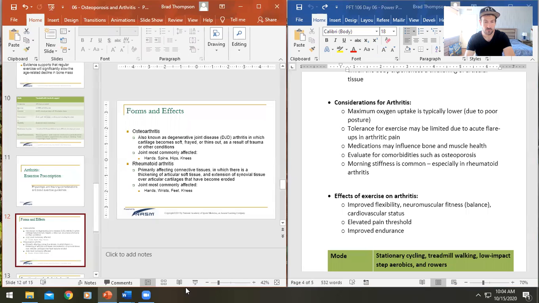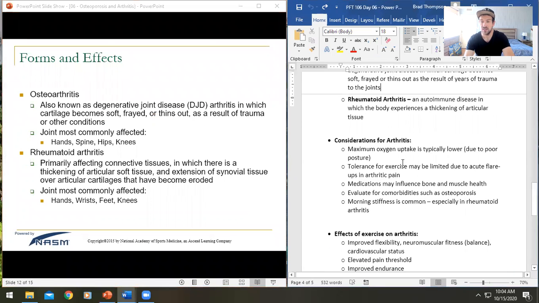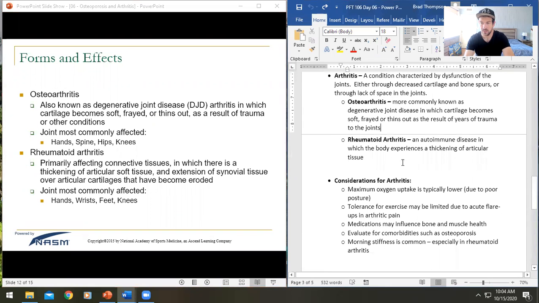Okay. So with arthritis, there are two different types here. There is what is called osteoarthritis. Osteoarthritis is what we're all thinking of when we think of arthritis. It is also known as degenerative joint disease. Basically it's like, hey man, you've lived a hard life, you've been working your butt off your whole life, and so you have decreased cartilage in your joints. They've gotten frayed, they've gotten thinned out from trauma.